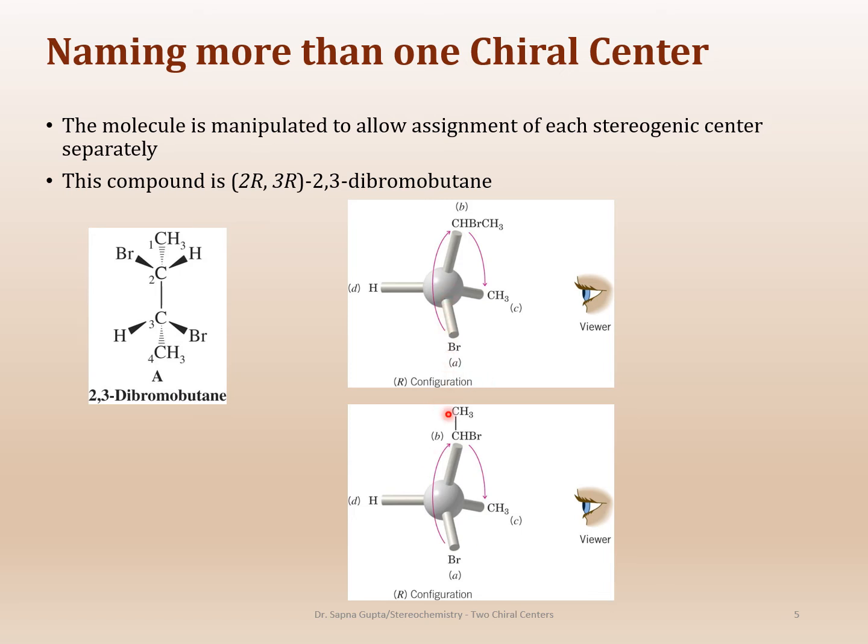So in this case, they happen to be RR configuration. It may not always be the case, but this one is RR, okay. So the enantiomer of this is going to be SS, okay, that's what the designation will be. The diastereomer of this would be RS, okay, or SR. That would be the diastereomer.